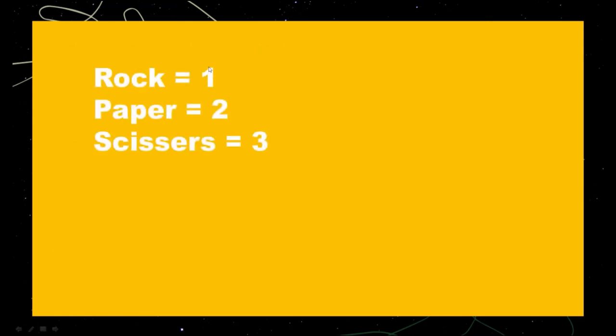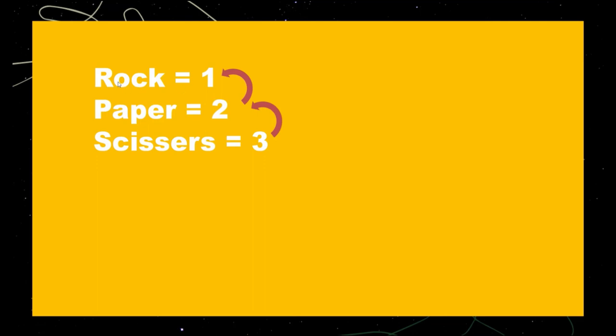So the way that we're gonna do it is by assigning a number to our values. For example, if the player has chosen a rock, the rock is gonna be number 1, paper is gonna be number 2, scissors is gonna be number 3. And if you notice, the order of the numbers is this way, so that the bigger number is gonna win over the lower number.